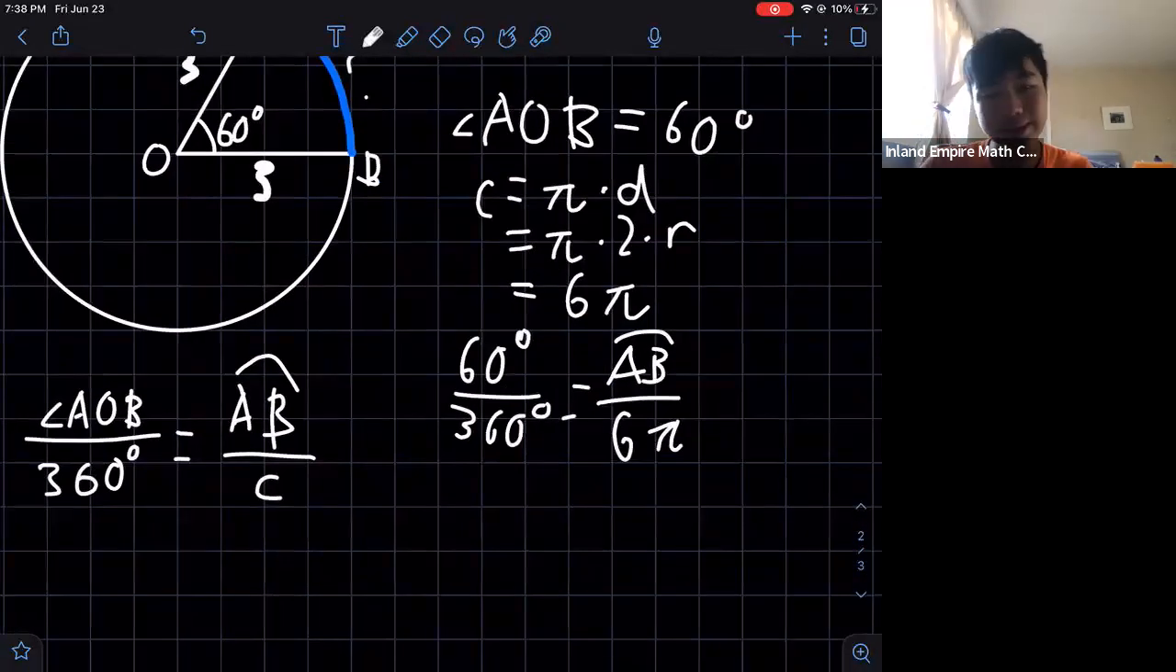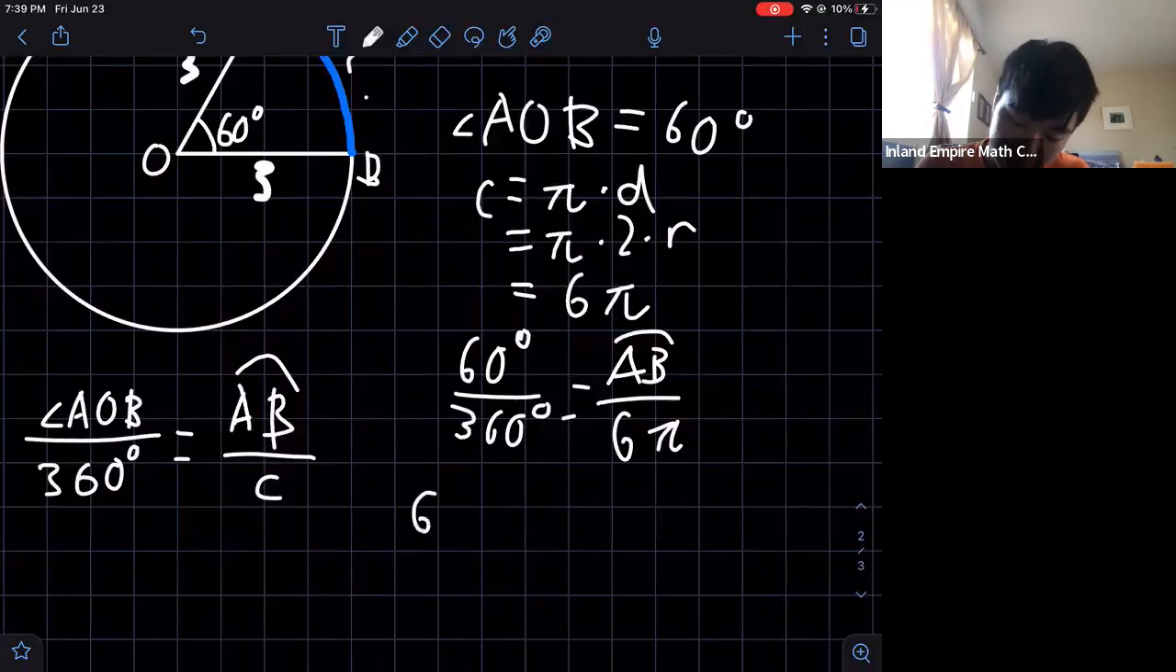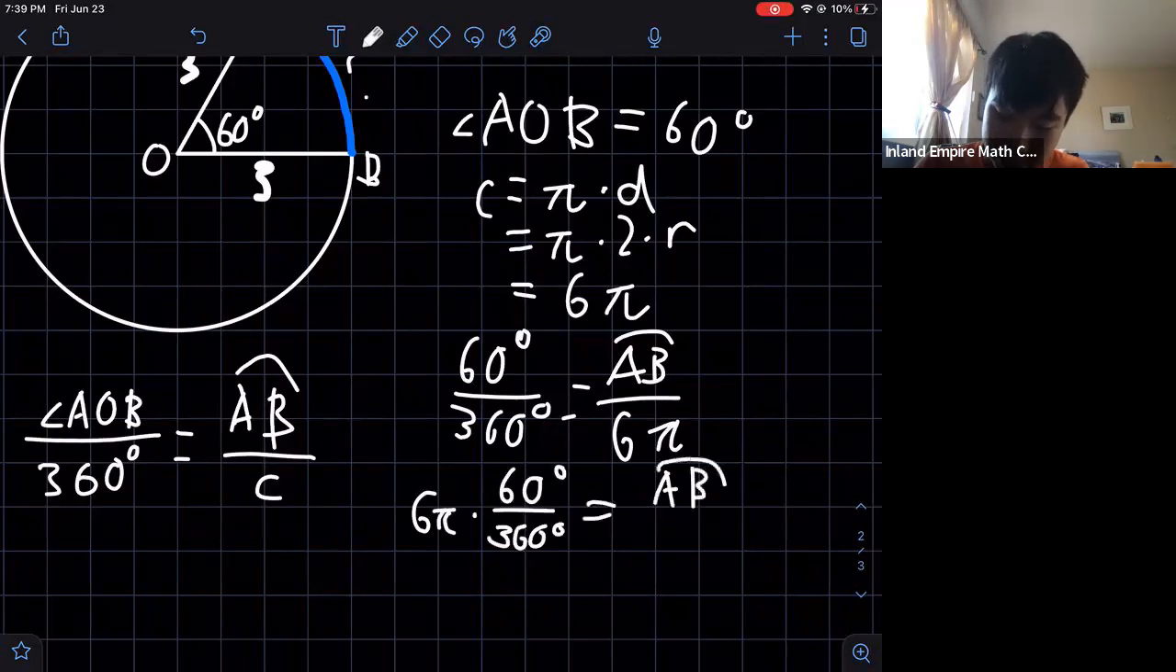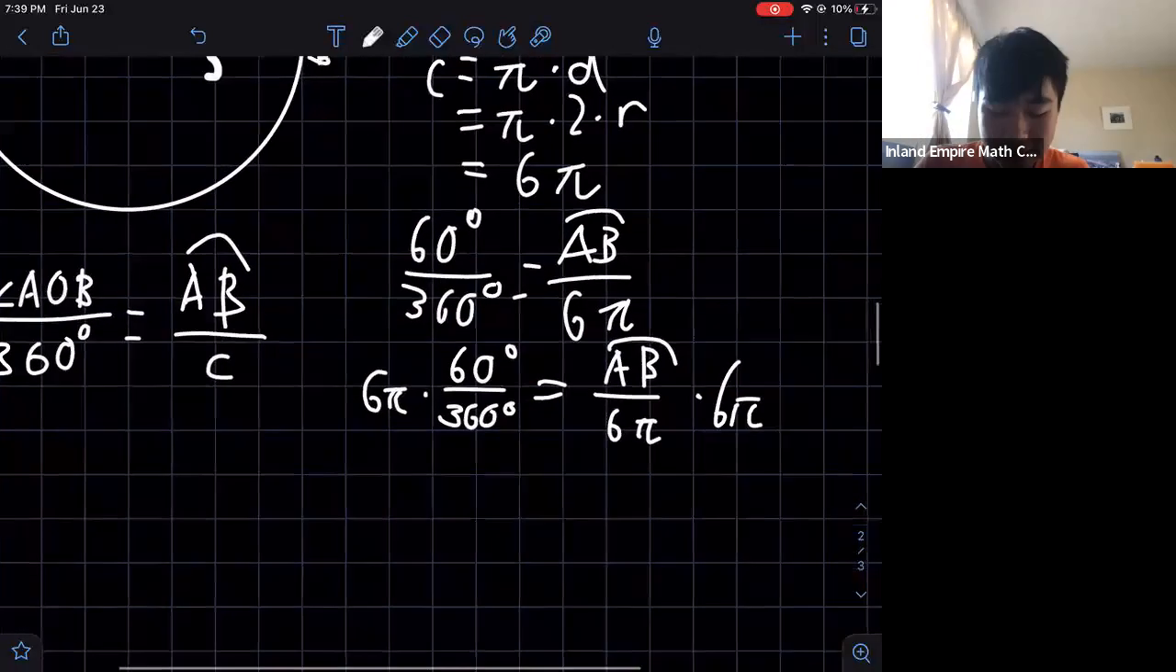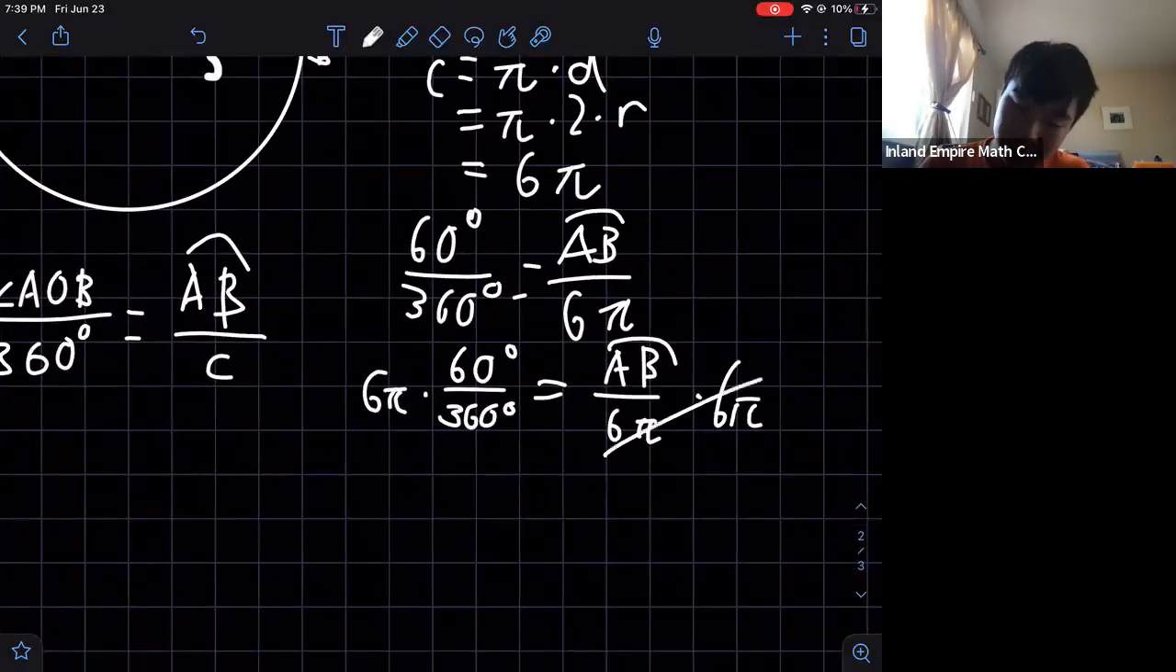And AB in this case, if we solve for AB in this equation, we can multiply both sides by 6 pi, right? So if we multiply both sides by 6 pi, 60 degrees over 360 degrees equals AB over 6 pi times 6 pi, then these two will cancel out, since fractions are just numerator over denominator, and we will get 6 pi times 60 degrees over 360 degrees.